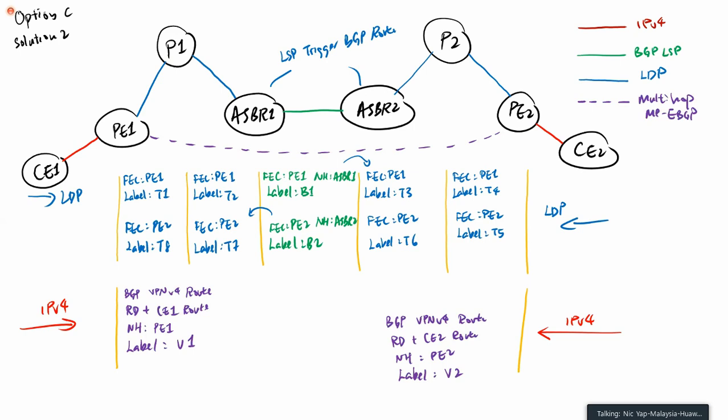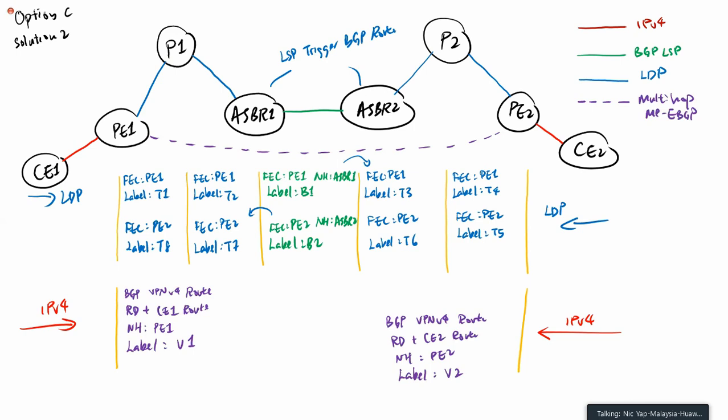So you can see that it's much simpler compared to solution number 1 for option C. You see the complicated version from solution 1 and the simplified version in solution number 2. So they reduce the label information. And the VPN label, you can see that they only have 1 label.